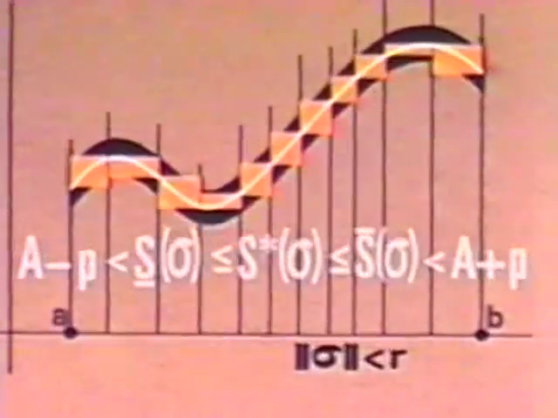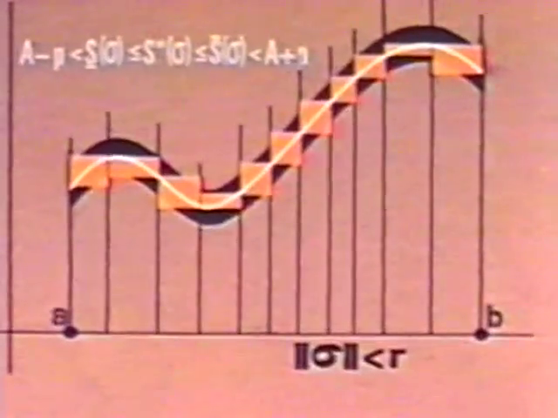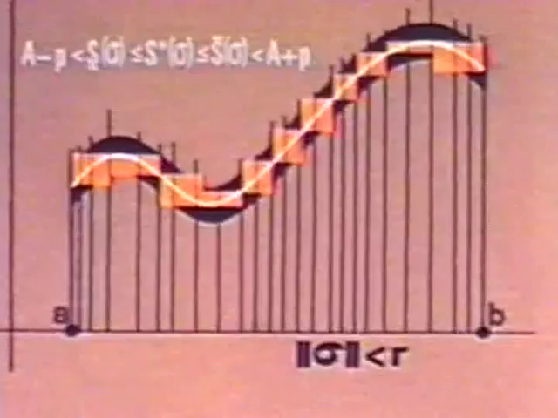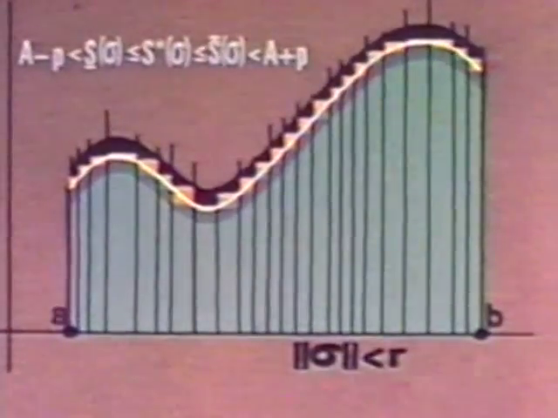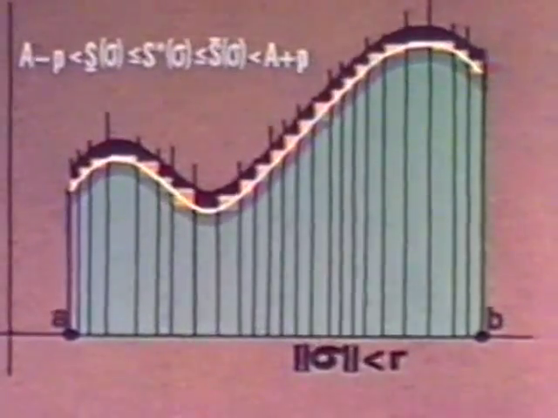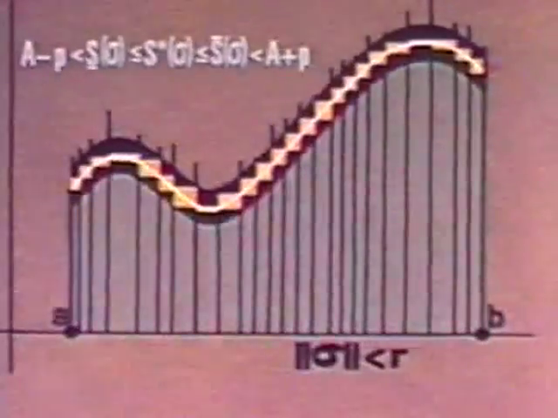No matter how small the number p, a positive number r can be found such that for every partition with norm less than r, no matter how the star points are selected, every star sum is within p units of A.